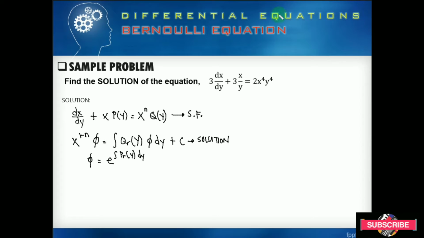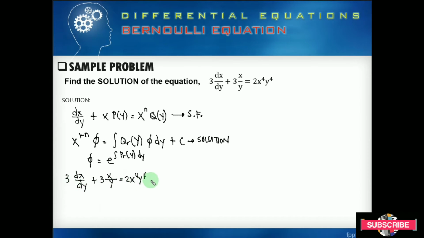So going now to the calculation. From this given equation, let us rewrite it first: 3 dx over dy plus 3 times x over y is equal to 2 times x to the 4th times y to the 4th.